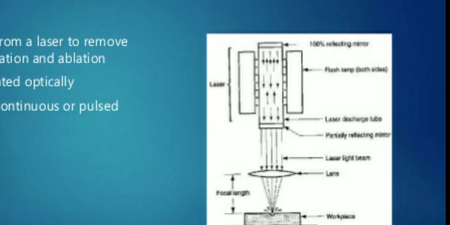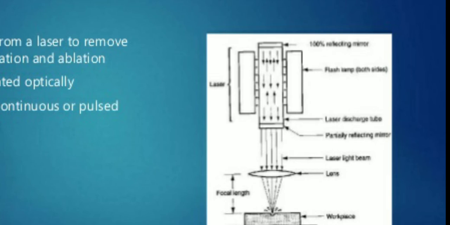Continuously, the laser material is receiving the lighting effect from the flash lamp. Once it gets that, the electrons of the light will be reflected by the two mirrors placed above and below. That will be reflected continuously. When the electrons get sufficient energy inside the laser material, they will be ejected from the partially mirrored area.